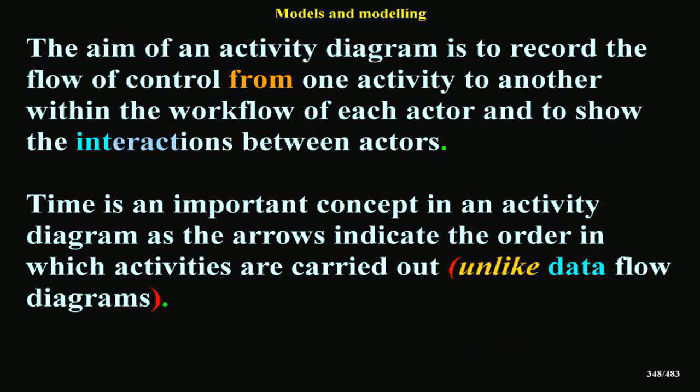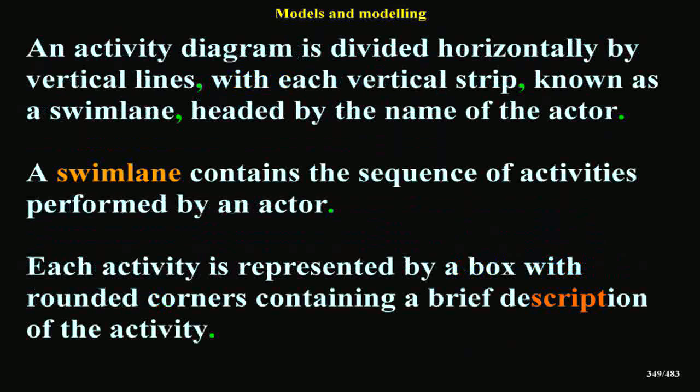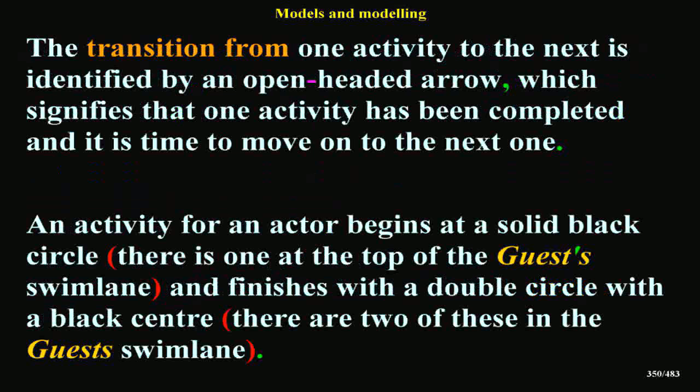Time is an important concept in an activity diagram as the arrows indicate the order in which activities are carried out, unlike data flow diagrams. An activity diagram is divided horizontally by vertical lines, with each vertical strip, known as a swim lane, headed by the name of the actor. A swim lane contains the sequence of activities performed by an actor. Each activity is represented by a box with rounded corners containing a brief description of the activity. The transition from one activity to the next is identified by an open-headed arrow, which signifies that one activity has been completed and it is time to move on to the next one.